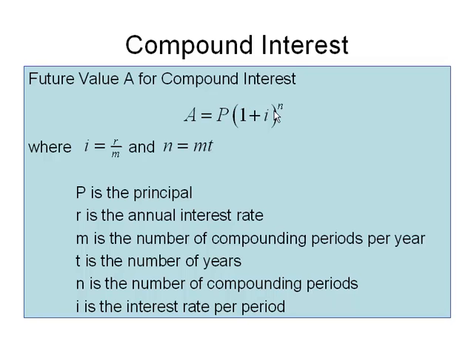n is the number of times we compound during the period, so that's the number of times you compound a year times however many years. Let's go ahead and try this in an example.